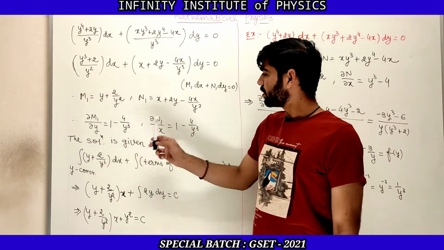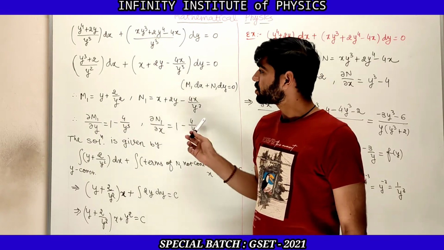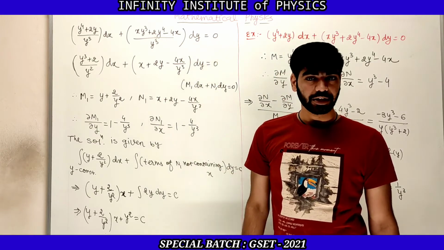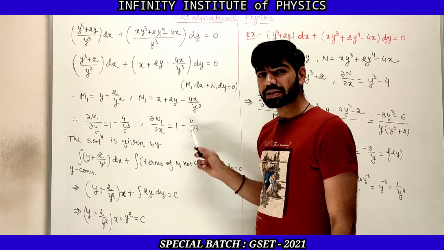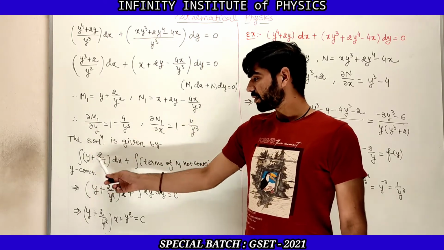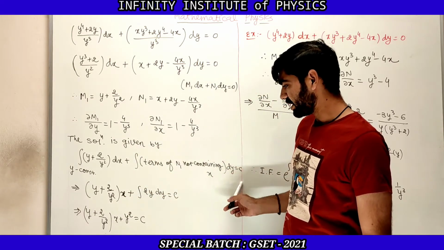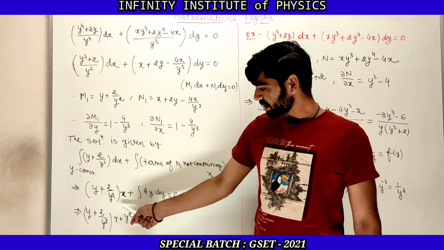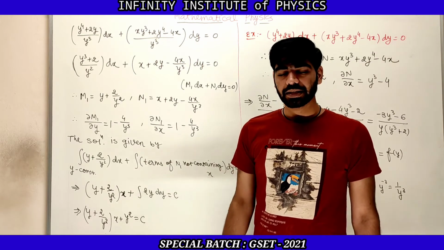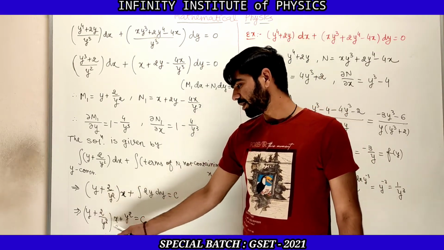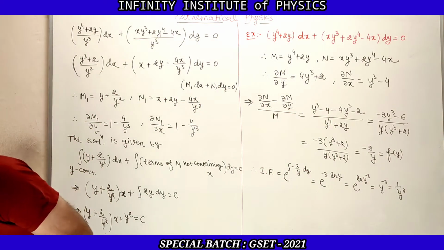So del M1 by del y and del N1 by del x, these two are equal, so it is converted to an exact differential equation. Using the method of exact differential equation, we need to solve this: integration of M1 dx where y is constant, plus integration of terms of N1 not containing x, dy, is equal to c. Putting the values of each term in its place, we get the answer: y plus 2 by y square x plus y square is equal to c. And this is the answer to the question.